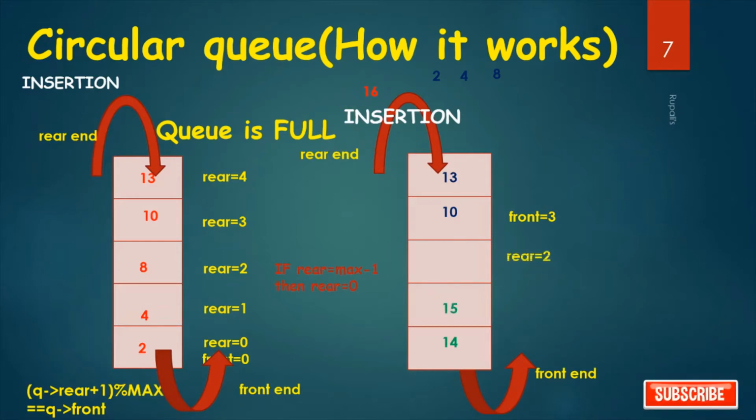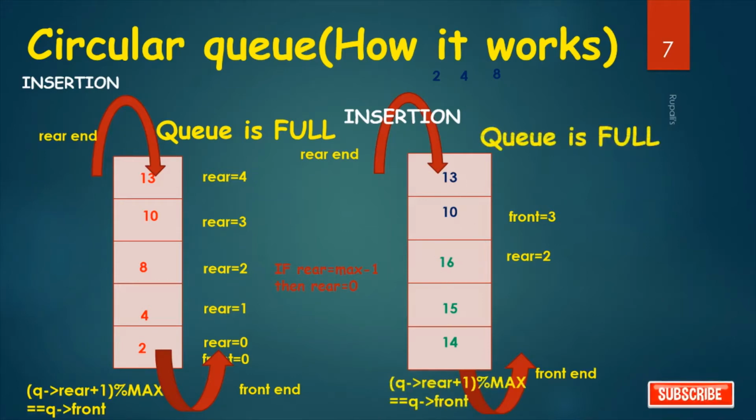Increase rear, insert element. Now see the situation. Now the queue is full. So what is the condition for full? Here rear plus 1 mod max equals front. See, rear means what? 2. 2 plus 1 means 3. 3 mod 5, max is 5. I repeat, rear is 2. 2 plus 1 is 3. 3 mod 5 is 3. See what is the value of front?